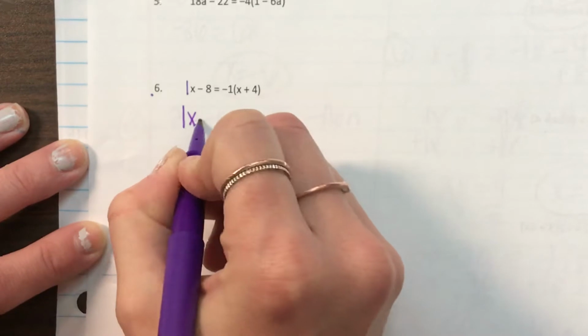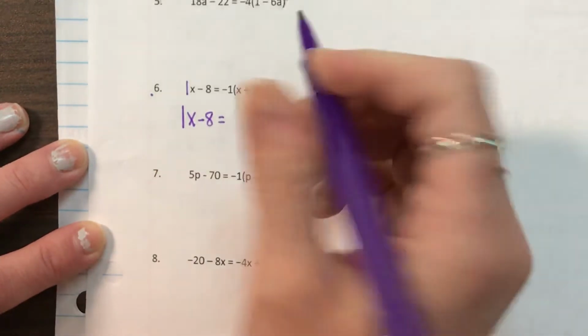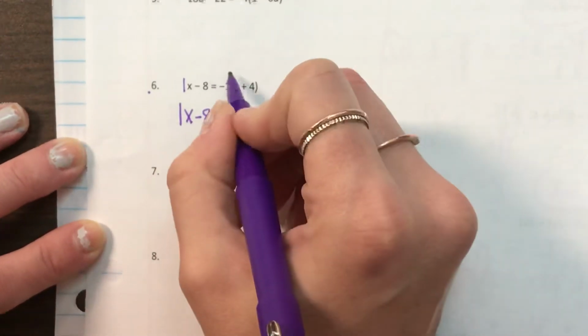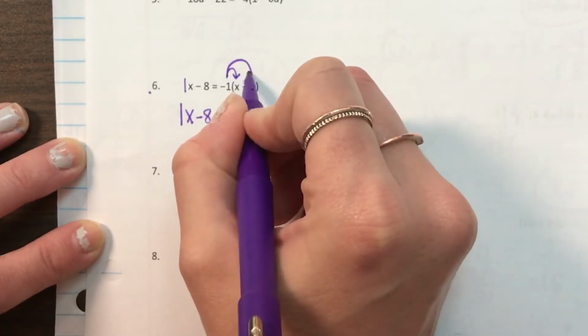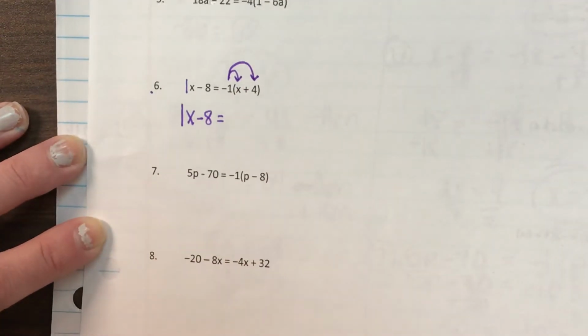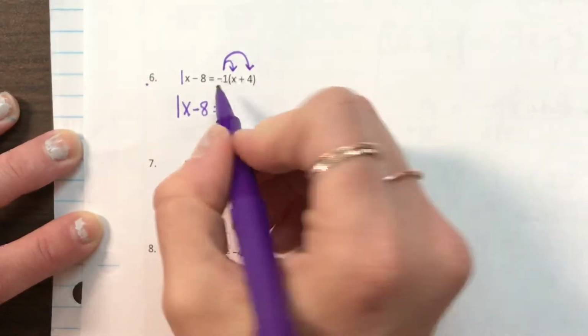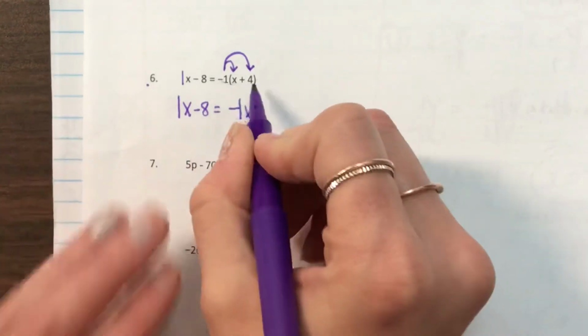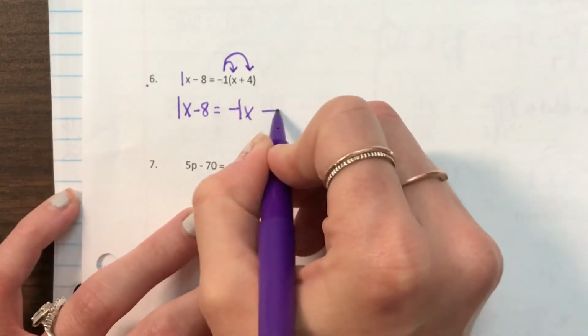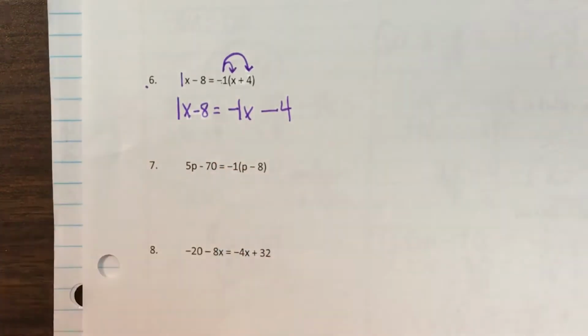So 1x minus 8 equals... now I've got to simplify this by multiplying the negative 1, since it's on the outside, by everything that's on the inside. So negative 1 times 1x is just negative 1x, and then negative 1 times 4 is negative 4.